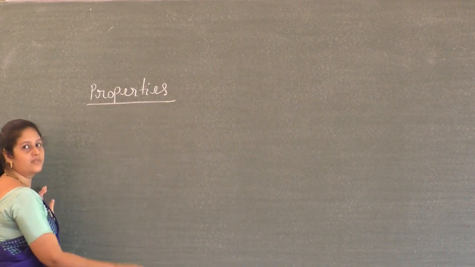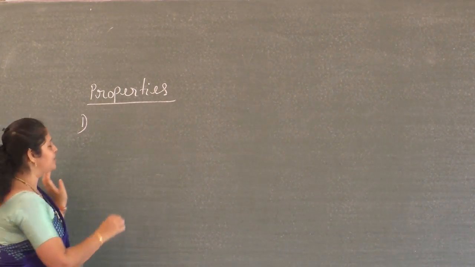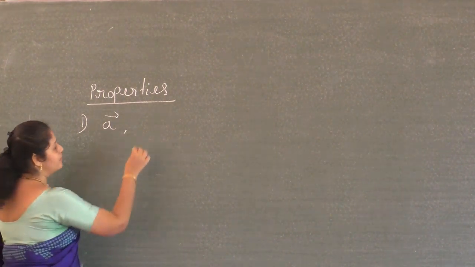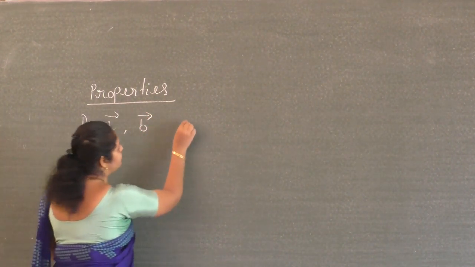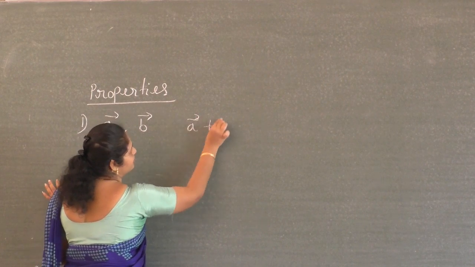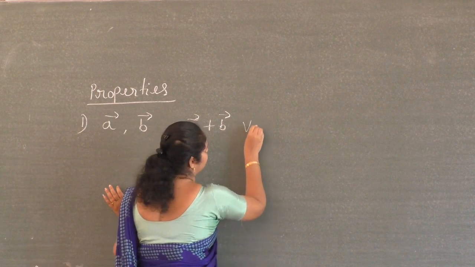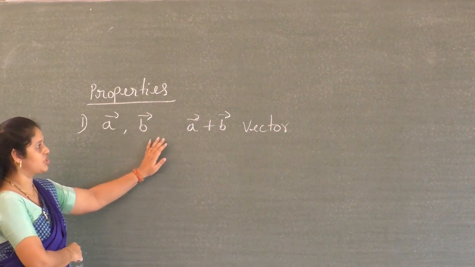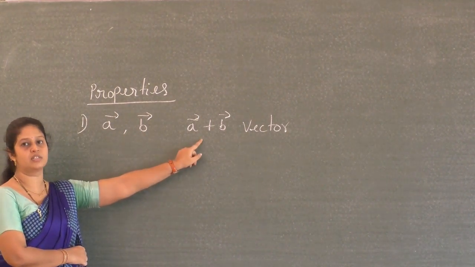Properties. The first one is the closure property. Closure property means if vector A is a vector and vector B is also a vector, then vector A plus vector B is also a vector. That is the closure property under addition. So if two vectors are given, then the sum of the two vectors is again a vector.